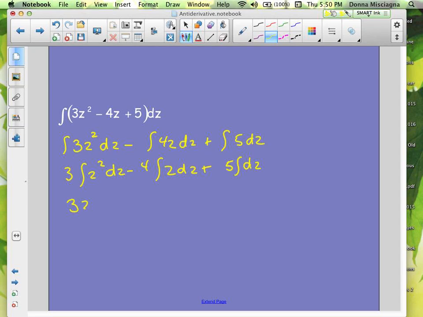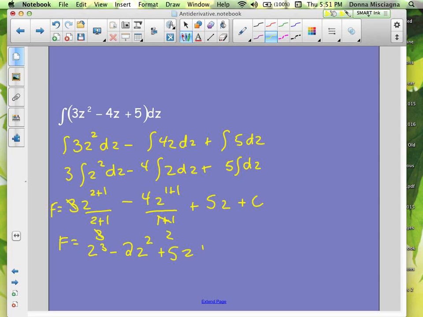So this would be 3z to the 2 plus 1 divided by 2 plus 1 minus 4z to the 1 plus 1 divided by 1 plus 1 plus 5z plus c. And so this is going to be, well, that's 3 and that's 3. So that's going to cancel out. So this would be z cubed minus, well, this is 2, and 4 divided by 2 is going to give us 2z squared plus 5z plus c.